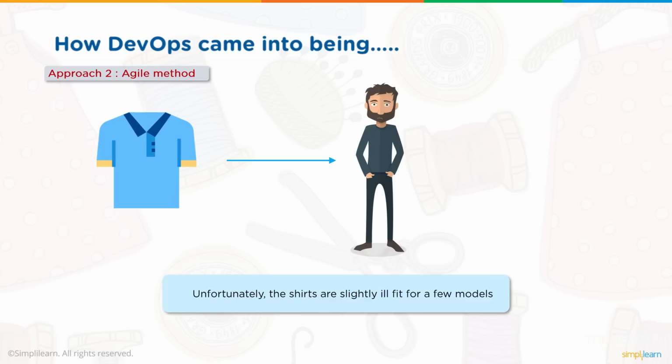But there's a problem. We're missing a critical element in this model, and that person is the customer.